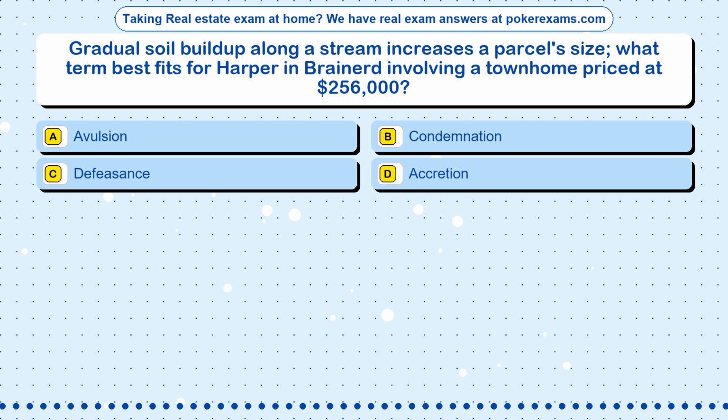Question 52. Gradual soil buildup along a stream increases a parcel's size. What term best fits for Harper and Brainerd involving a townhome priced at $256,000? Option A, avulsion. Option B, condemnation. Option C, defeasance. Option D, accretion.